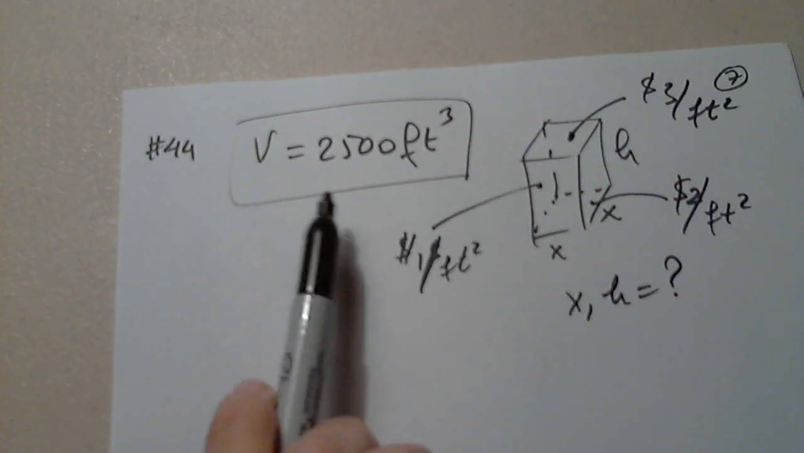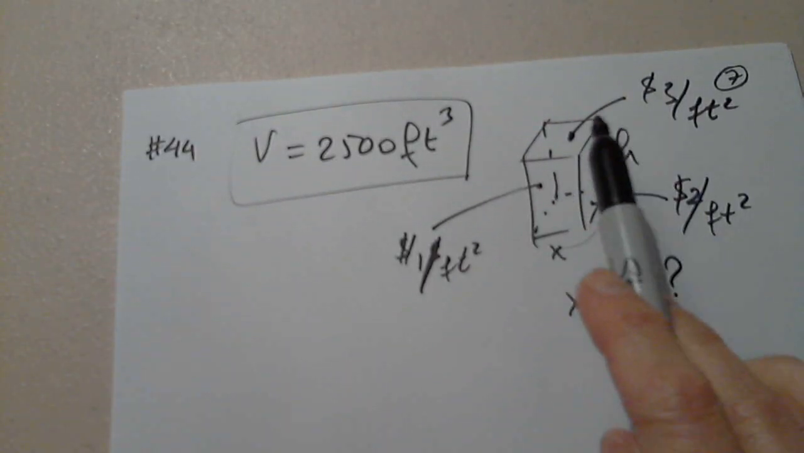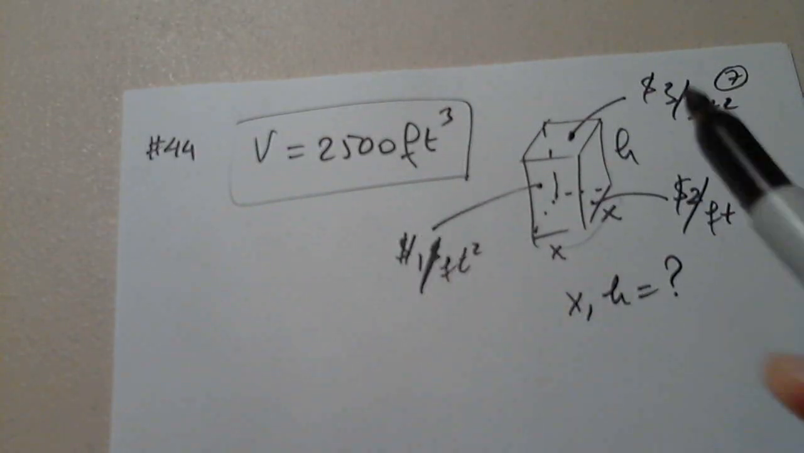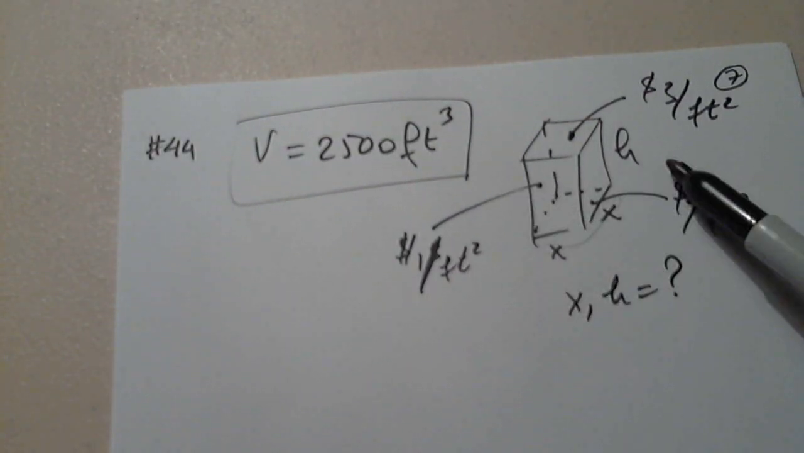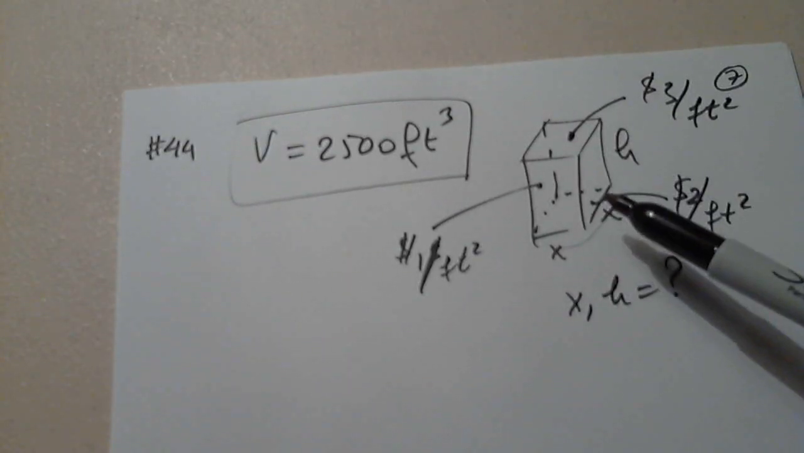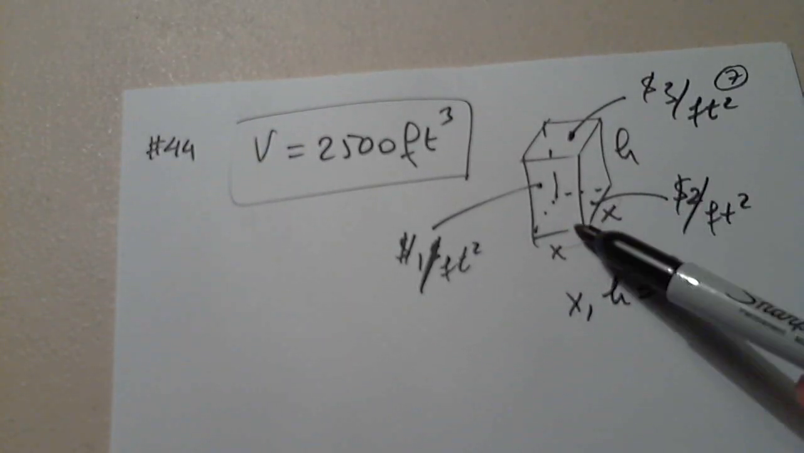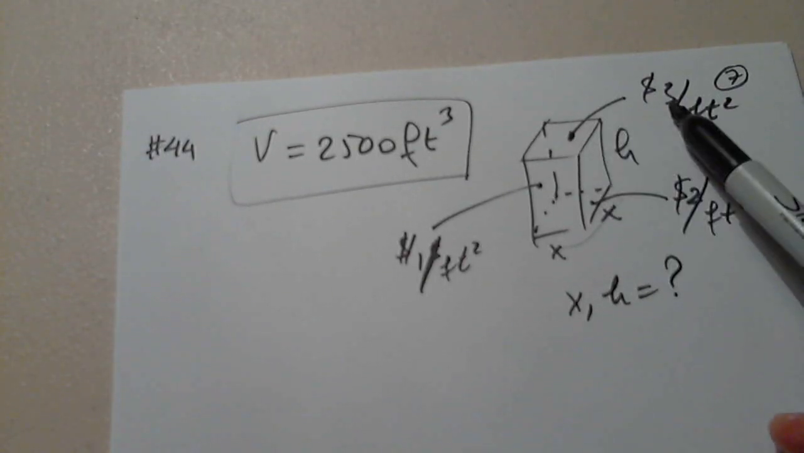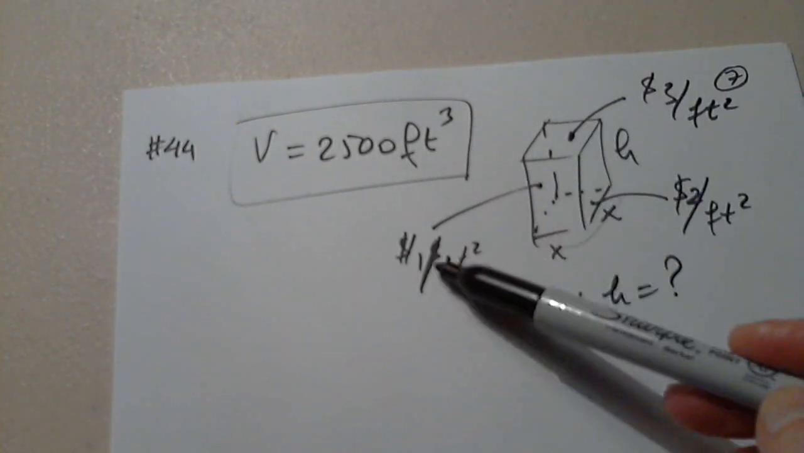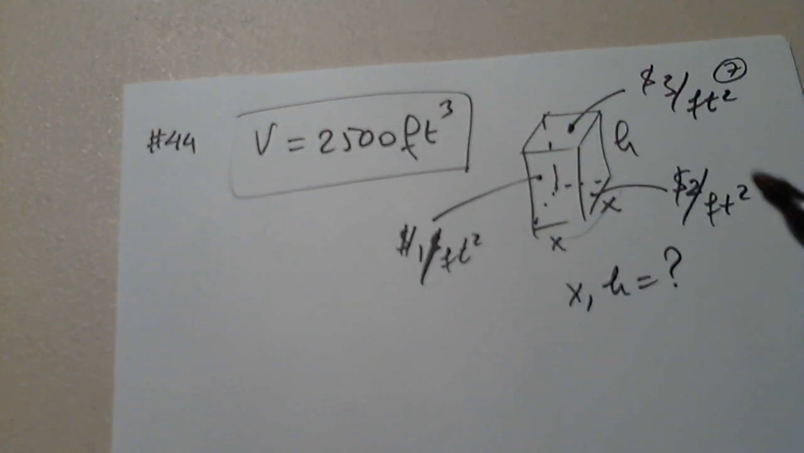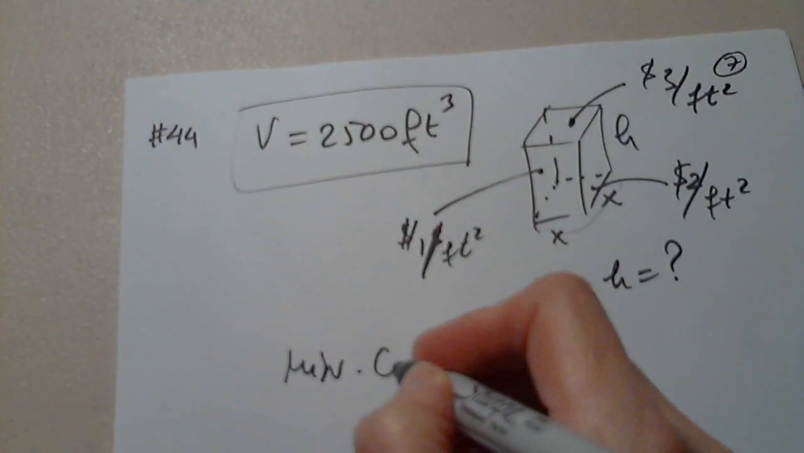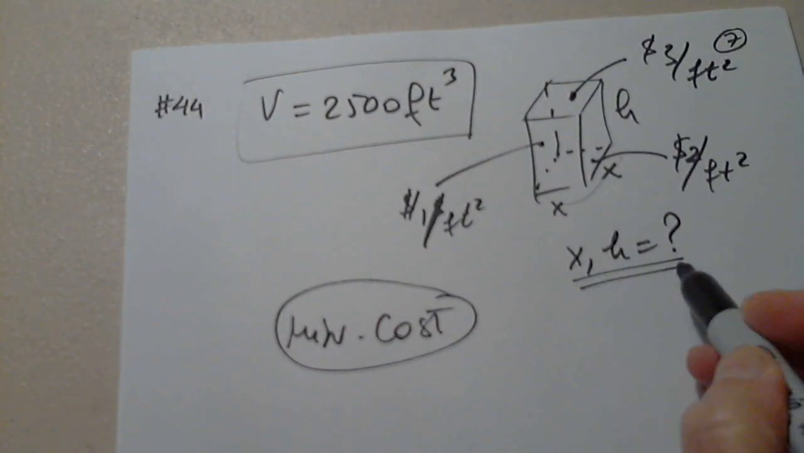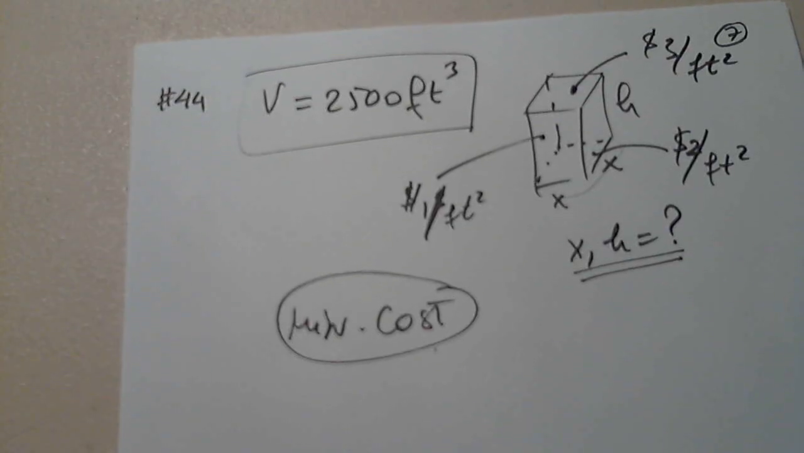So we have a rectangular container with a square base and also a lid that has to have a volume of 2,500 cubic feet, and we are given the cost of the material to build this container. The bottom costs $2 per square foot, the top $3, and everything else $1 per square foot. They want us to minimize cost. Find x and h for a minimum cost.